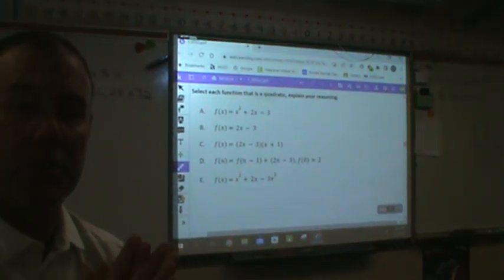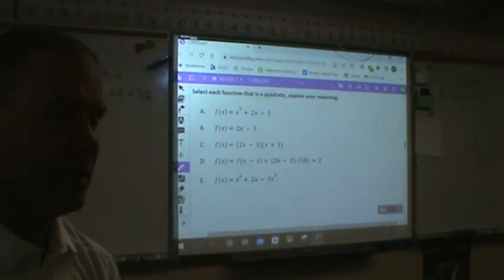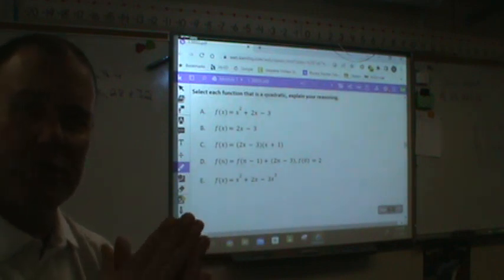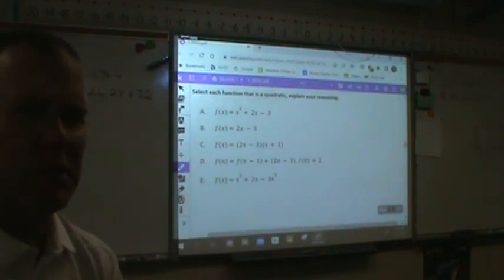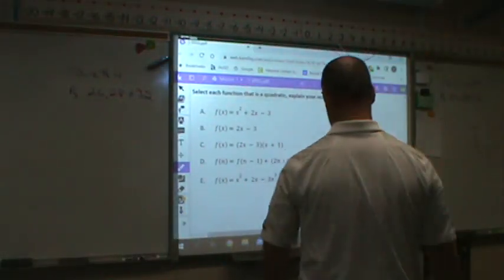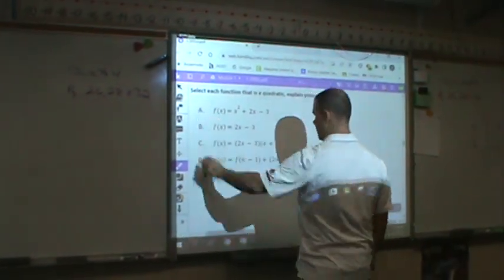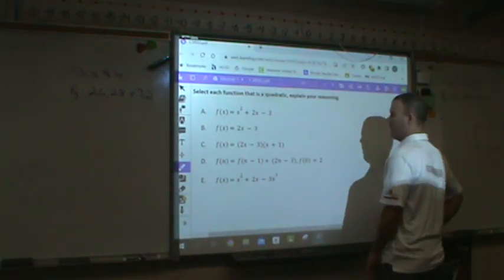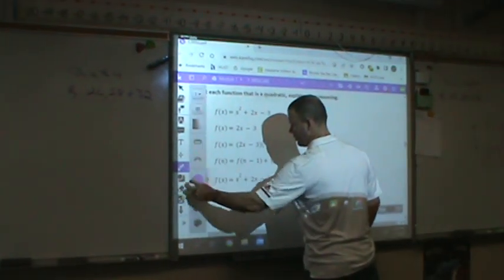All right, can you tell if it's quadratic or not? That's kind of going to be the focus of this first part here. Pretty simple. We're going to list some stuff, and I'll give you the short version, A through E. Is A a quadratic or not?